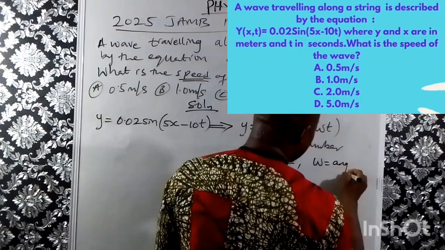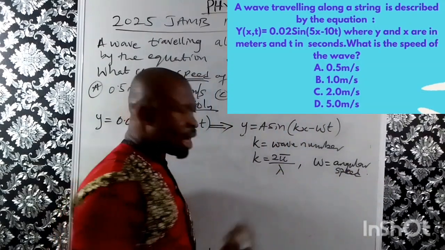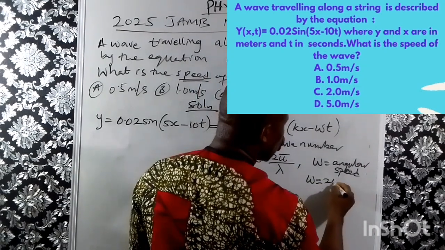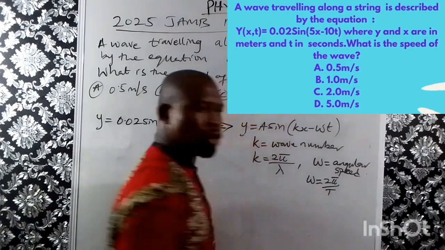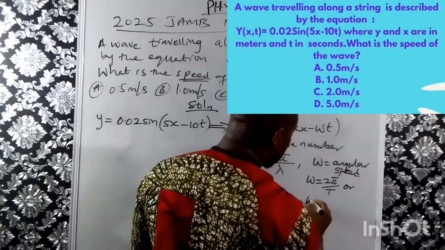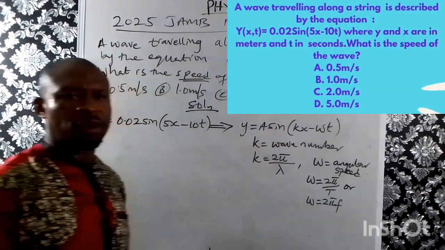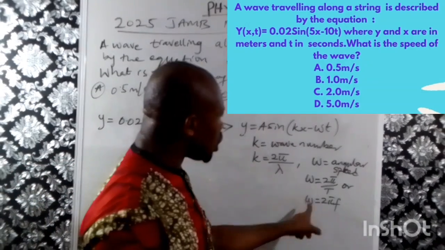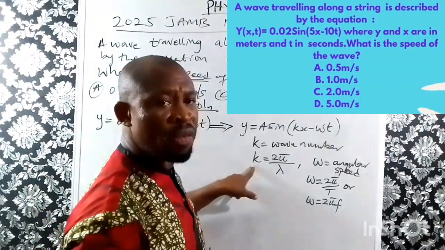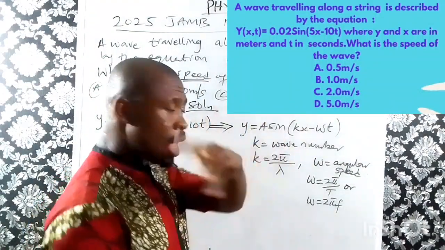Omega is the angular speed, or the angular velocity. Now, this omega is expressed as 2 pi all over the period, or we can have it as omega equals 2 pi f. Now, where you have omega, you put this. Where you have the wave number, you put this, and then rewrite this equation. If you rewrite this equation, from there you can now move.